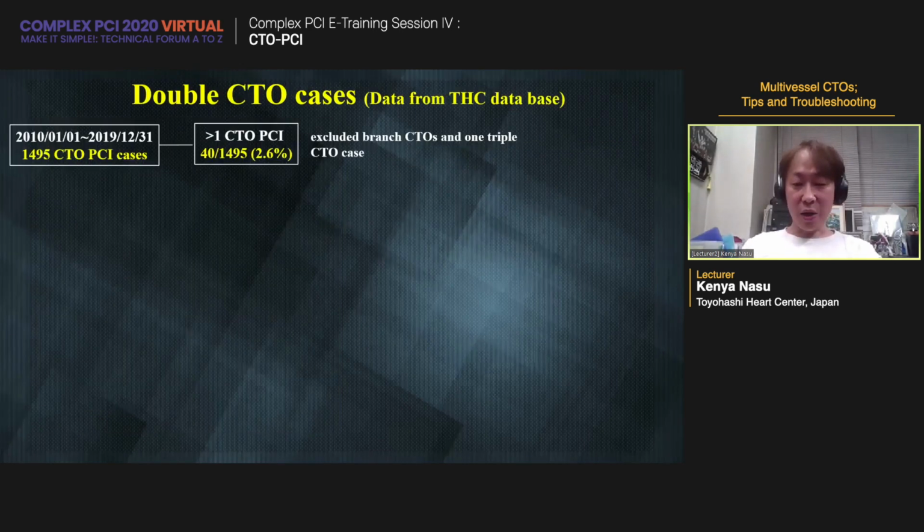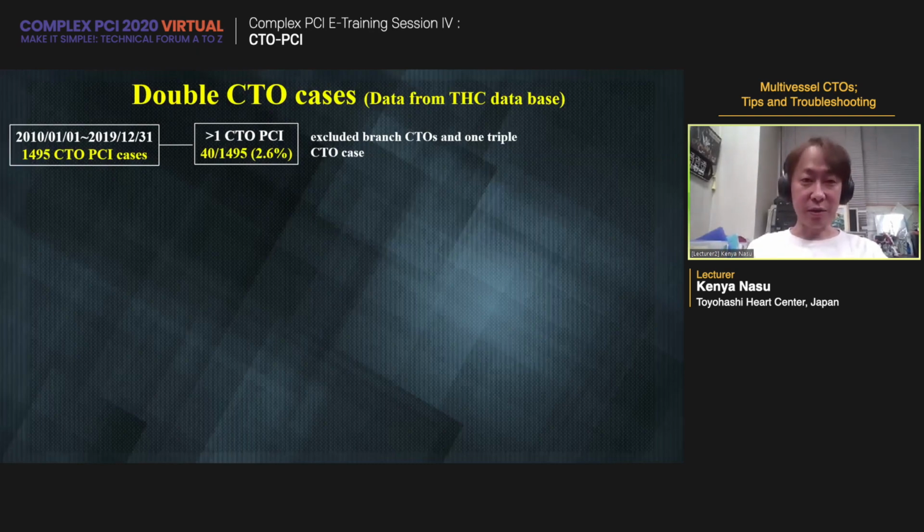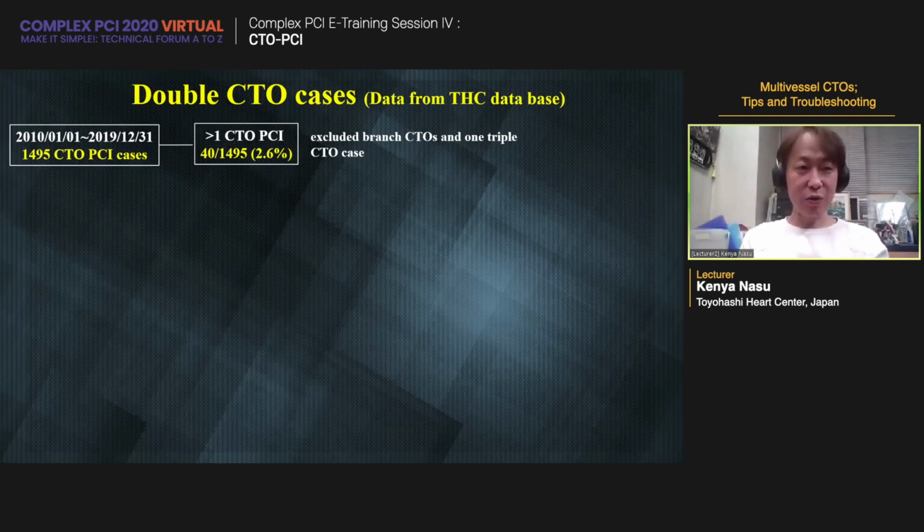So we checked our PCI database in Toyohashi. I didn't check the CAG database because epidemiological examination is not needed for this session. So I checked only the CTO-PCI database. In these 10 years, we experienced 1,500 CTOs, and more than one CTO, that means double CTO, was only 40 cases. So we excluded the branch CTO and the triple CTO cases.